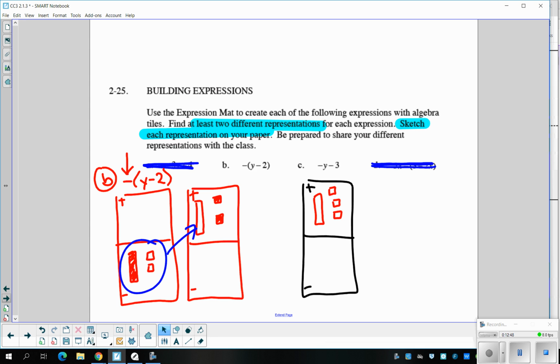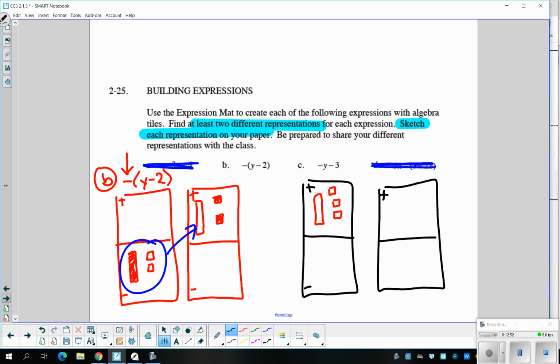Or I could make another one, and let's just say that I have a -y up here, and then I'm going to put the opposite of +3. So see how I can get several different ways, and these are not the only ways I could design, if you want to call it designing these expression mats. I could do it several different ways and flip the tiles from different regions.